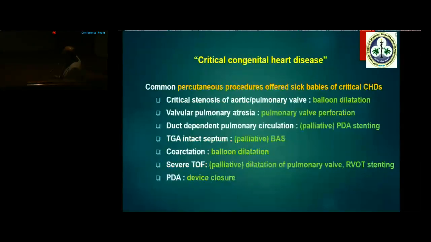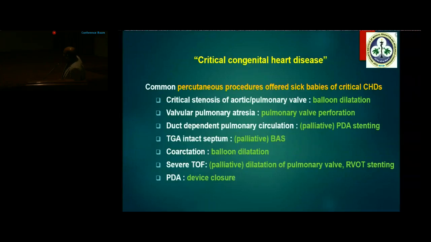So what are the common percutaneous procedures offered in our center for sick babies with critical congenital heart disease? For critical stenosis of the outflow tracts, especially the valvular component, balloon dilatation. For atresia, especially valvular membranous, we do pulmonary valve perforation. For duct-dependent circulation with anatomically suitable duct, we go for PDA stenting. For TGA with intact septum, for better mixing, we go for balloon atrial septostomy. This is not the first thing we do, but we do offer it in sick newborns.